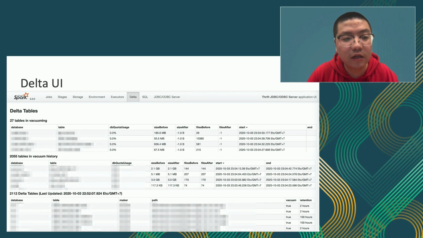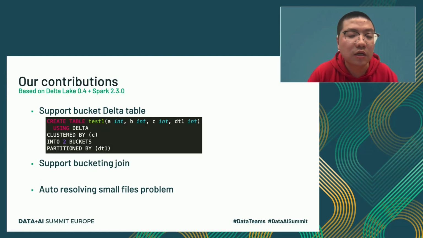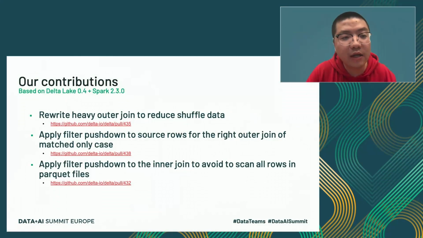And also we provide a Delta UI in our resolved queue. In this queue, we can get much metadata information, like vacuuming. So our contribution in stage 2 is we provide the bucket table and the bucketing join. Also, we can resolve small files automatically. And we rewrite the heavy outer join to reduce the shuffle data, and we provide many filter push downs to reduce the table scan. You can find it in these 3 pull requests.